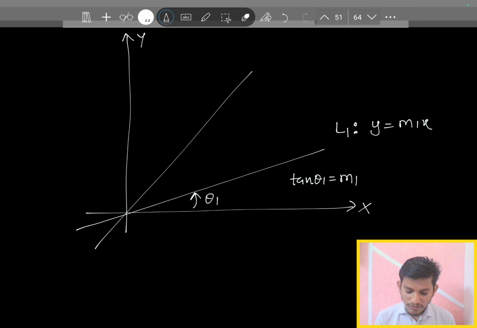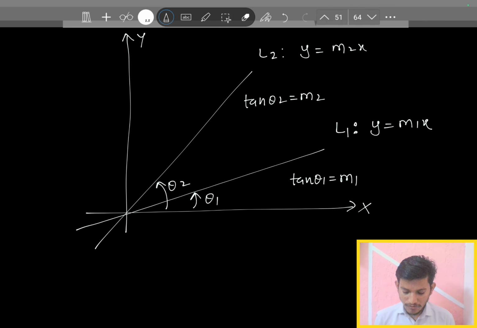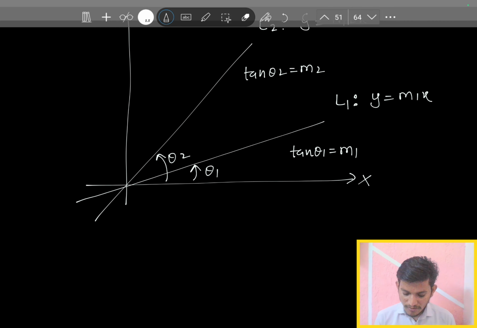And let me consider one more straight line. L2 is given by y equals m2 x such that theta 2 is nothing but the angle made by L2 with respect to positive direction of x-axis, where I am writing tan theta 2 is equal to slope, that is m2, right? So here we have the angular difference between these two lines, let's say it is equal to theta. From this observation we can write theta 2 is greater than theta 1.